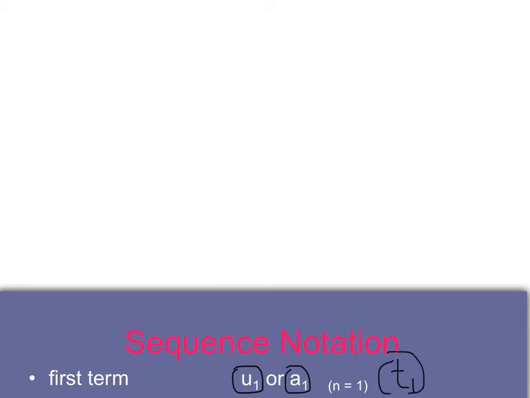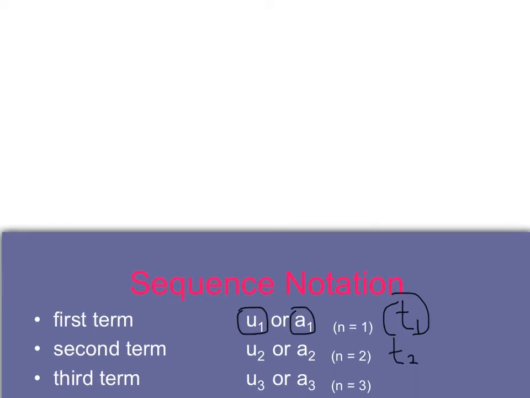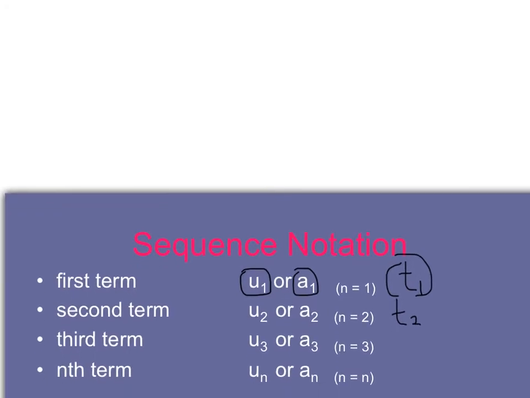So similarly, the second term would be U2 or A sub 2, and that means that n is 2. I could also write T sub 2 for that, and that stands for the second term. And the third term, and so on. So in the third term, the n value is 3, meaning it's the third term. So if I'm talking about the nth term, then that would be U sub n or A sub n. So n is n in that case.